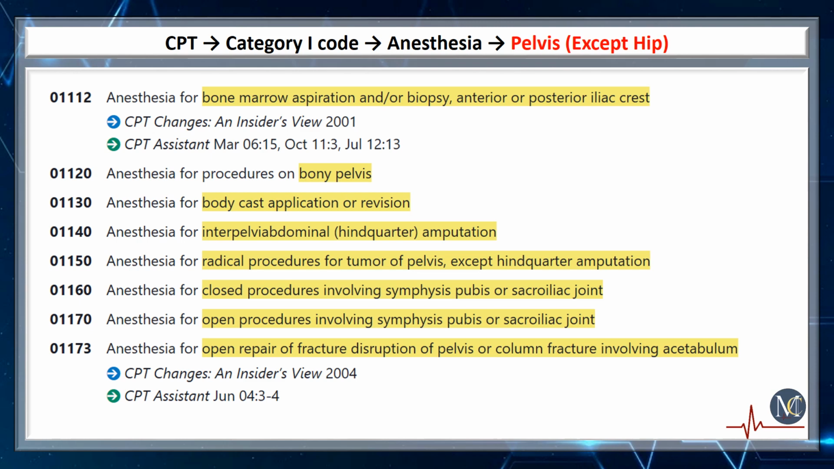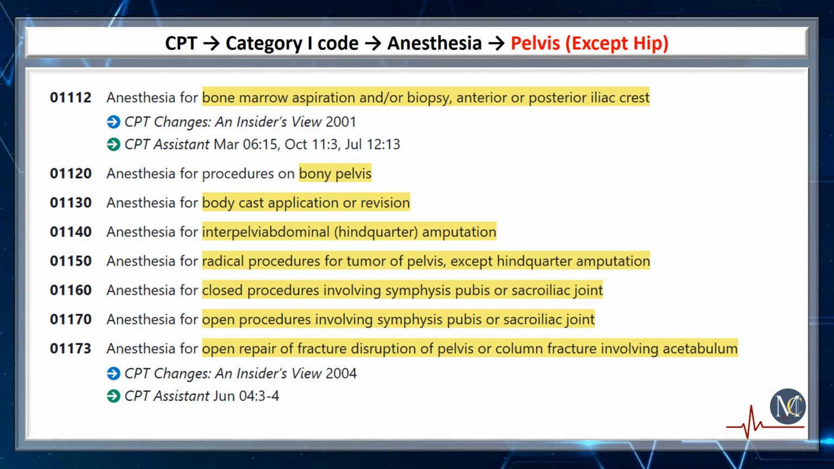Next code is 01140. Anesthesia for interpelvic abdominal hindquarter amputation. Hindquarter amputation is an operation involving removal of the entire leg and part or all of the pelvis associated with it. The provider performs anesthesia service for a patient undergoing a procedure which is the removal of one half of the pelvis as well as one entire lower limb.